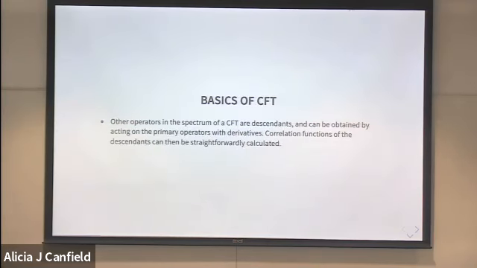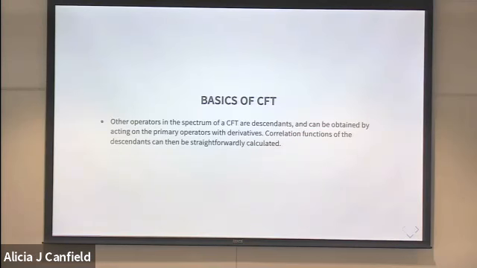All right, so other operators in the CFT are descendants. Generally speaking, they're just obtained by acting with total derivatives on the primary operators. And therefore, in particular, correlation functions involving descendants can be extracted from correlation functions involving primaries just by acting with the derivatives on those correlation functions.